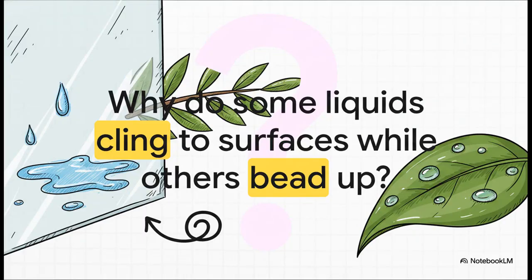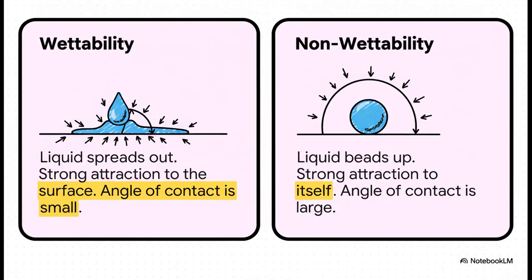Okay, so that naturally leads to another question, one I'm sure you've thought about. Why is it that water spreads out flat on, say, a clean piece of glass, but on a waxy leaf it beads up into a little dome? Well, our codebook has the answer for that one too. And honestly, it all comes down to one simple thing, what they call the angle of contact.